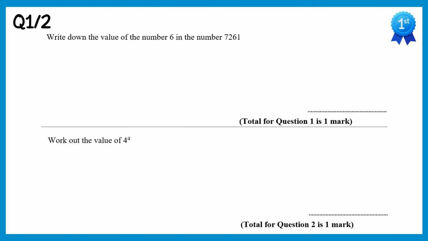For the first question here, we need to write down the value of the number 6 in this number. The number 6 is located in the tens column here. This means rather than representing 6, it represents 6 lots of 10. 6 lots of 10 is 60, so that's the answer to the question.